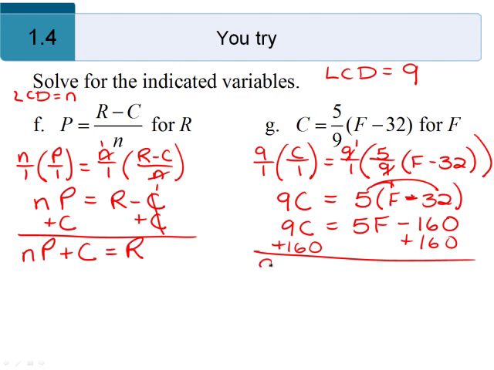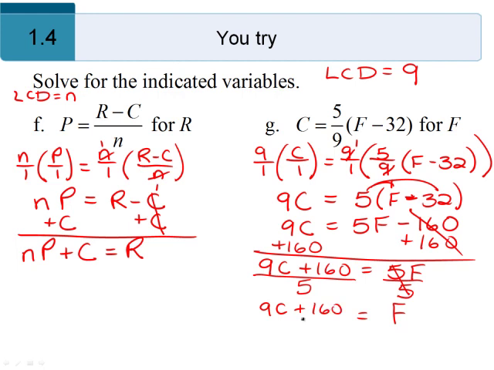So you have 9C plus 160 equals 5F, because the 160s are gone. Now, to get the F by itself, we need to divide by 5. So I divide by 5, and I'm going to put this whole term over 5. The 5's cancel, and we have F equals 9C plus 160 all over 5.